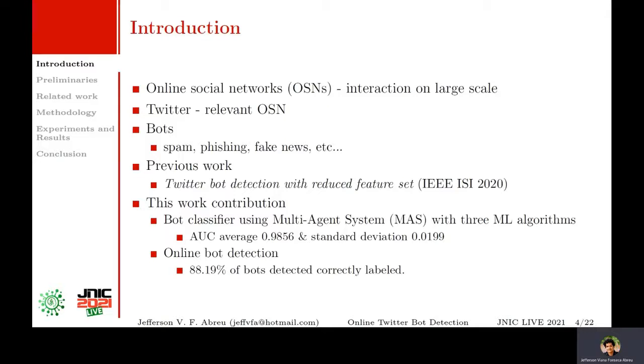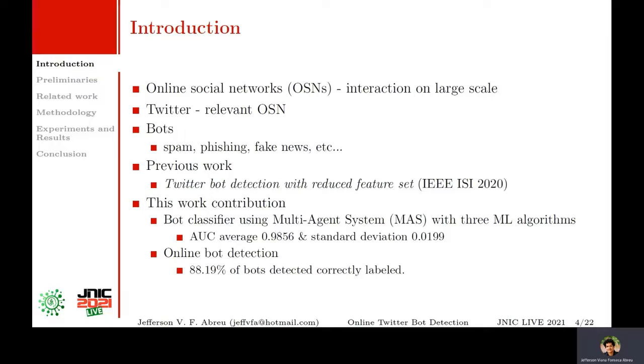For the introduction, we need to talk about online social networks, which are tools that allow us to interact on a large scale with persons around the world. A relevant OSN is Twitter, where it is common to observe bots acting, spreading spam, phishing, and fake news.